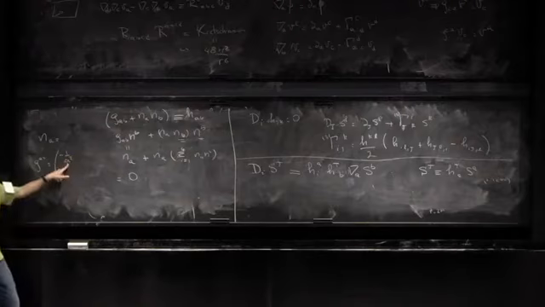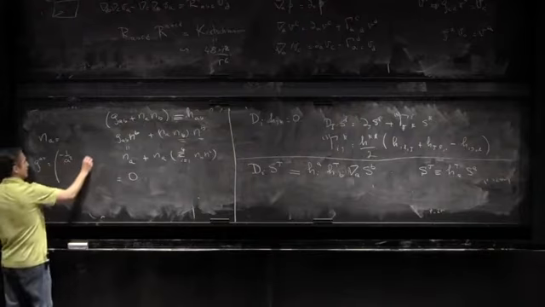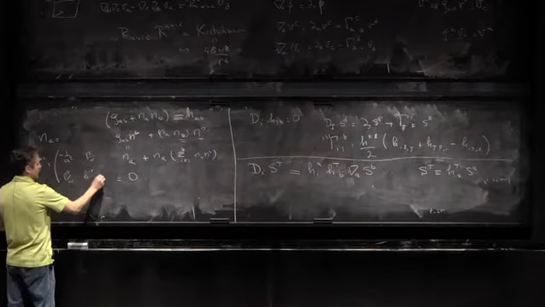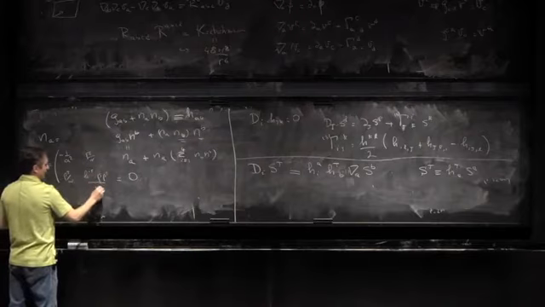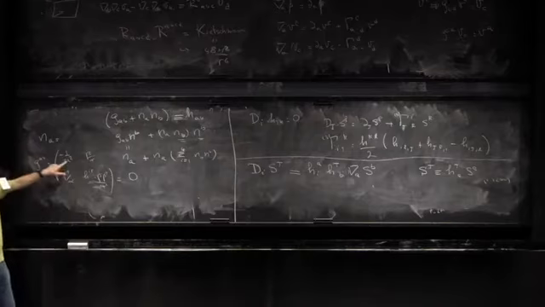What sits in the tt component is -1 over alpha squared. And then you have other expressions here: beta^i over alpha, beta^j over alpha, and this will be h^ij minus beta^i beta^j over alpha squared. But the only thing we care about is this one.